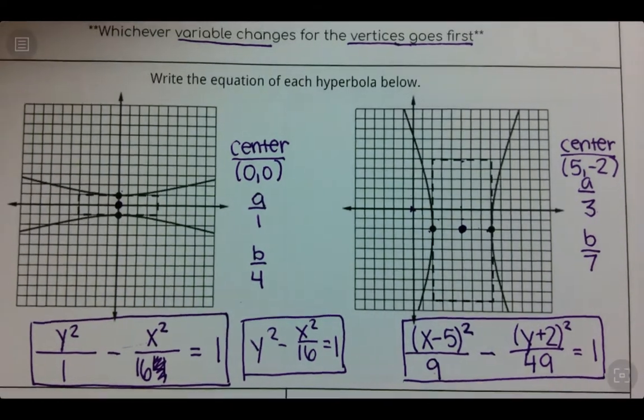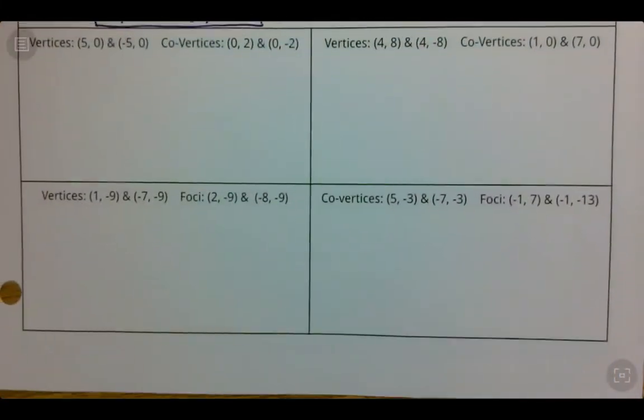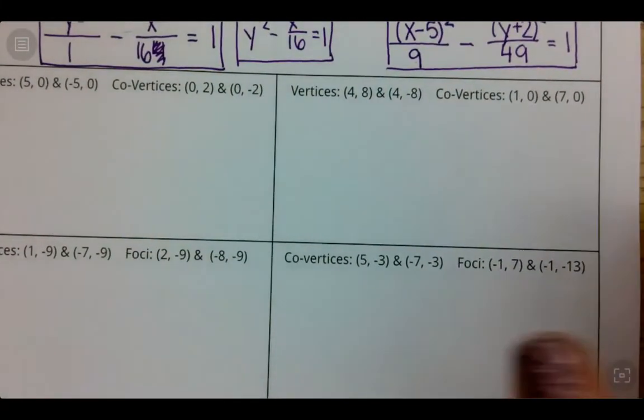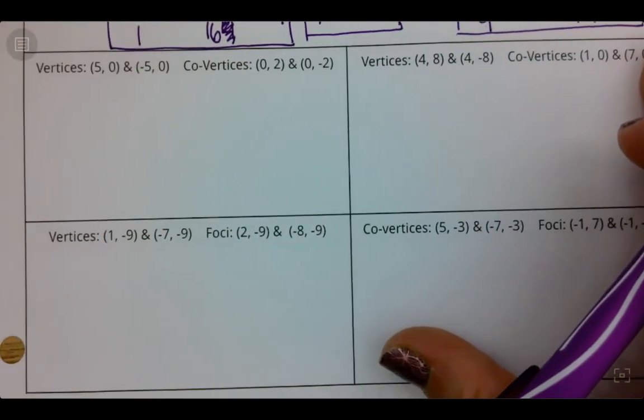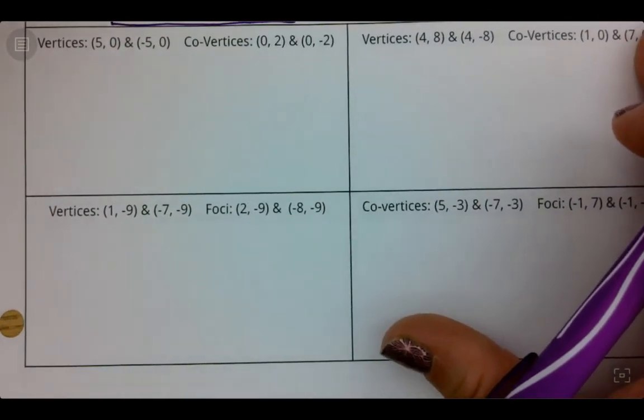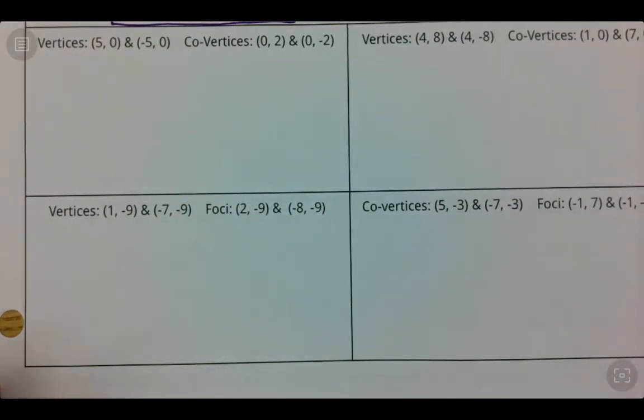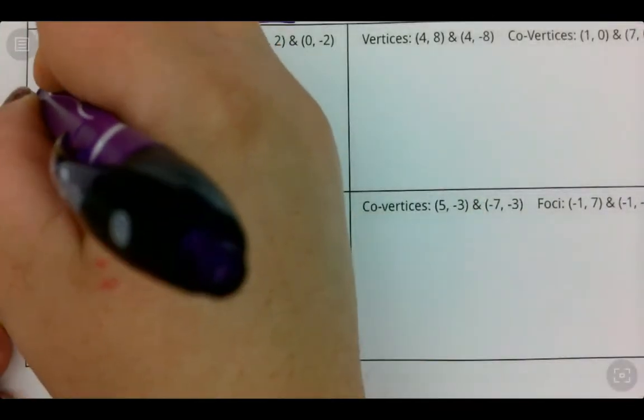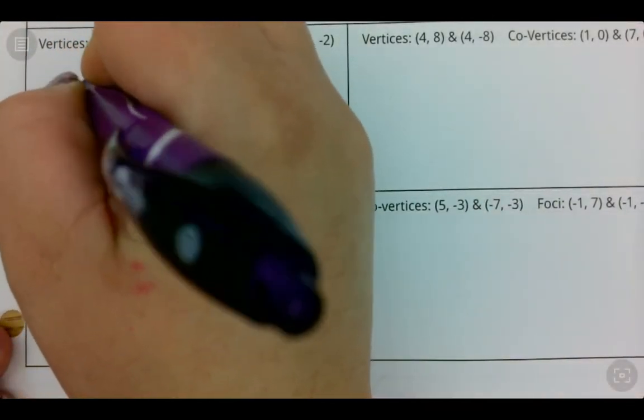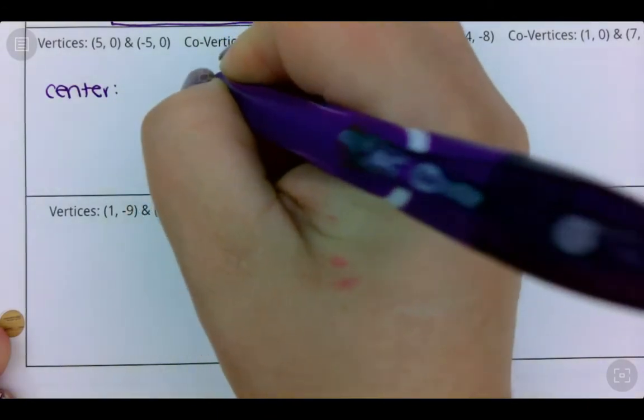Moving on, let's see what happens if we don't have the graphs. So instead of counting it on the graphs like I did with my pen, we're just going to almost mentally count. So we still need the same information. We need the center, we need A, and we need B.